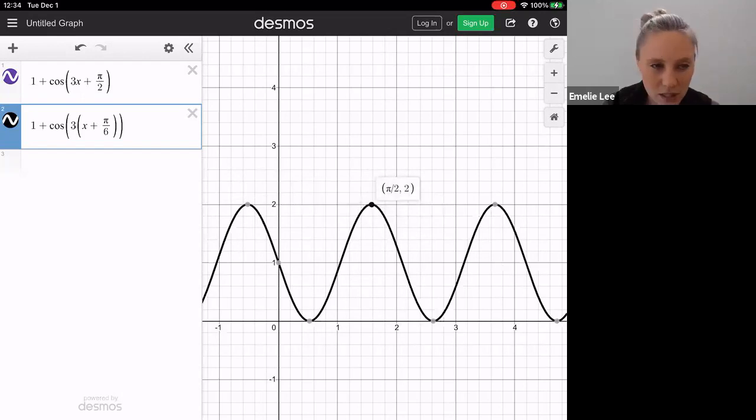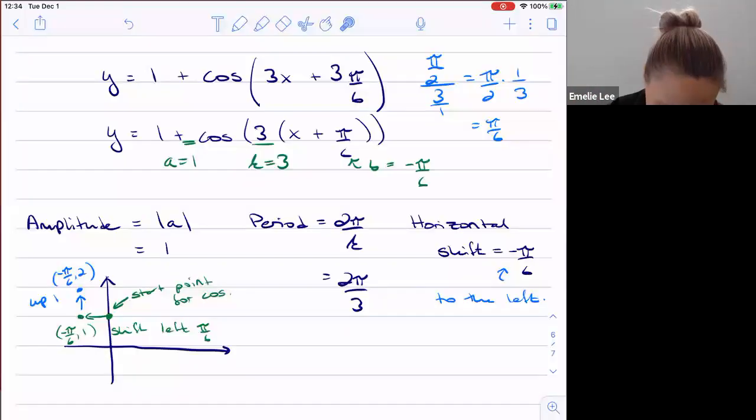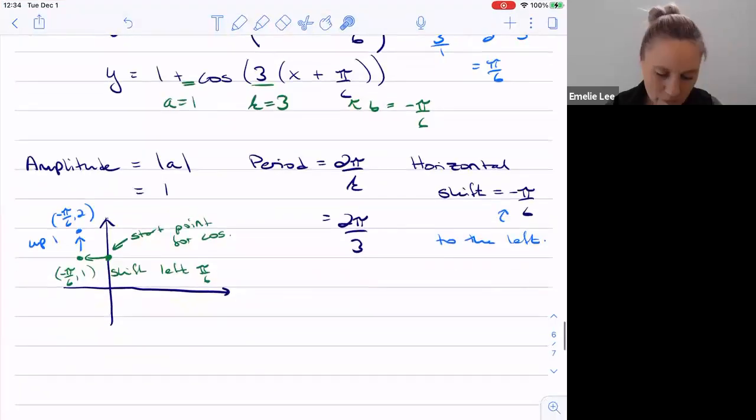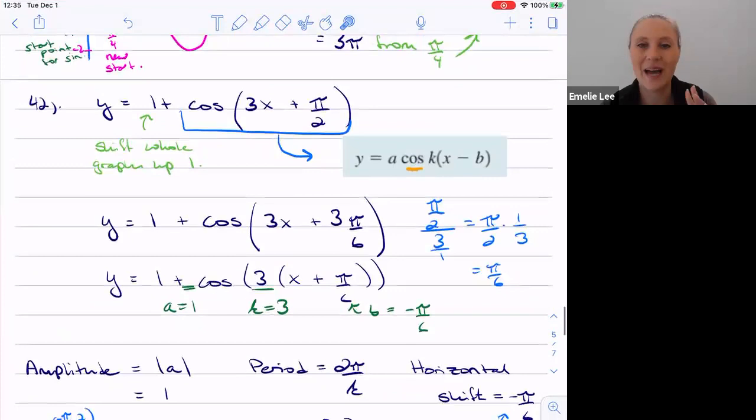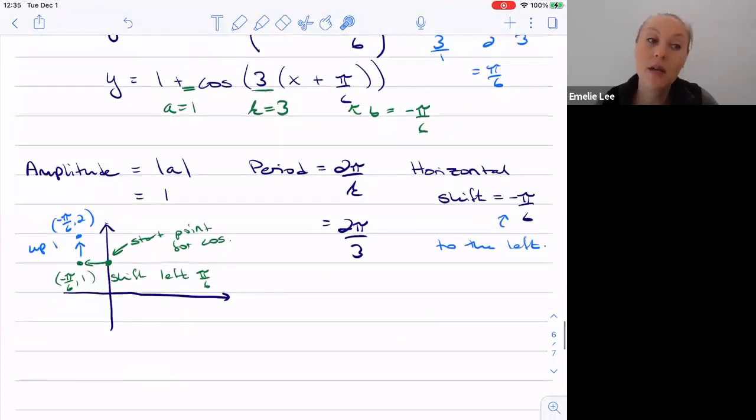My amplitude is 1, right? But then I shifted up 1. Good. So graphing trig functions, not that bad, as long as we know how to find the amplitude, the period, and the horizontal shift. And then the rest just follows from regular graphing of functions.